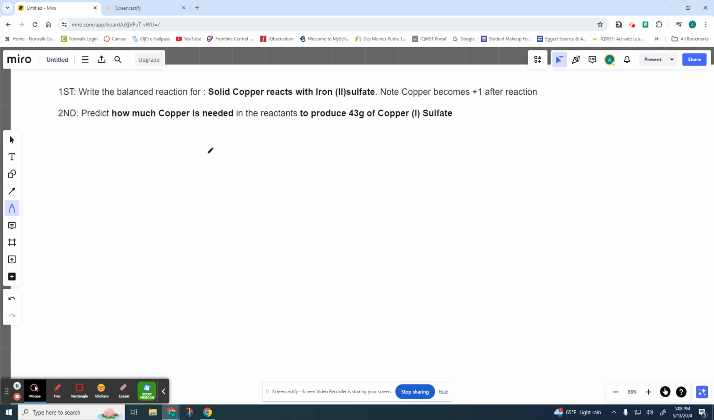So I've got the two directions at the top. First, we're going to write the balanced reaction for copper reacting with iron 2 sulfate. You should pause the video and try to write that reaction totally balanced before watching the rest of my video of me doing it. So I'm going to start by interpreting the words into the formulas and the elements.